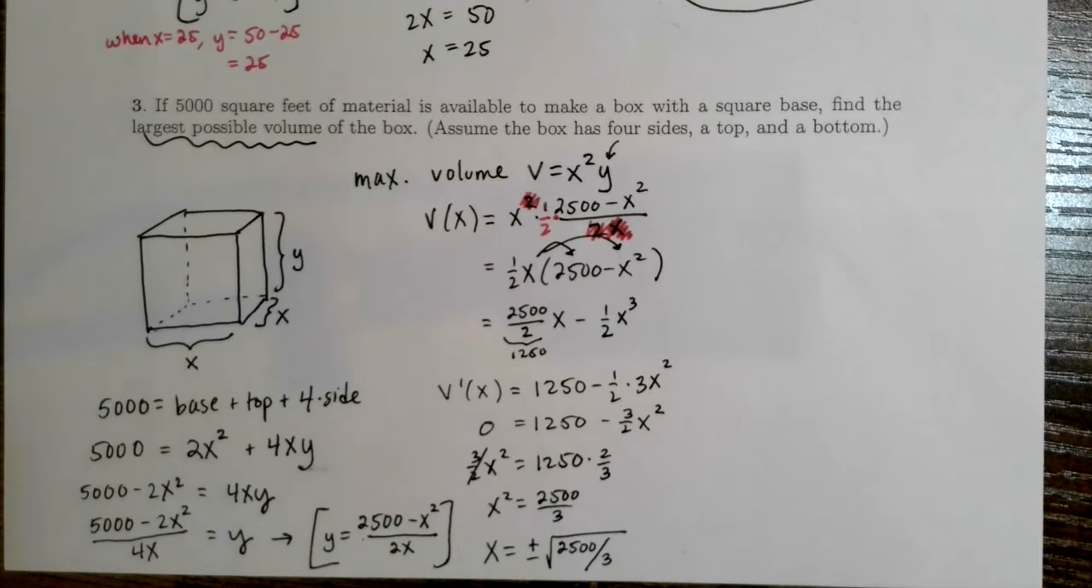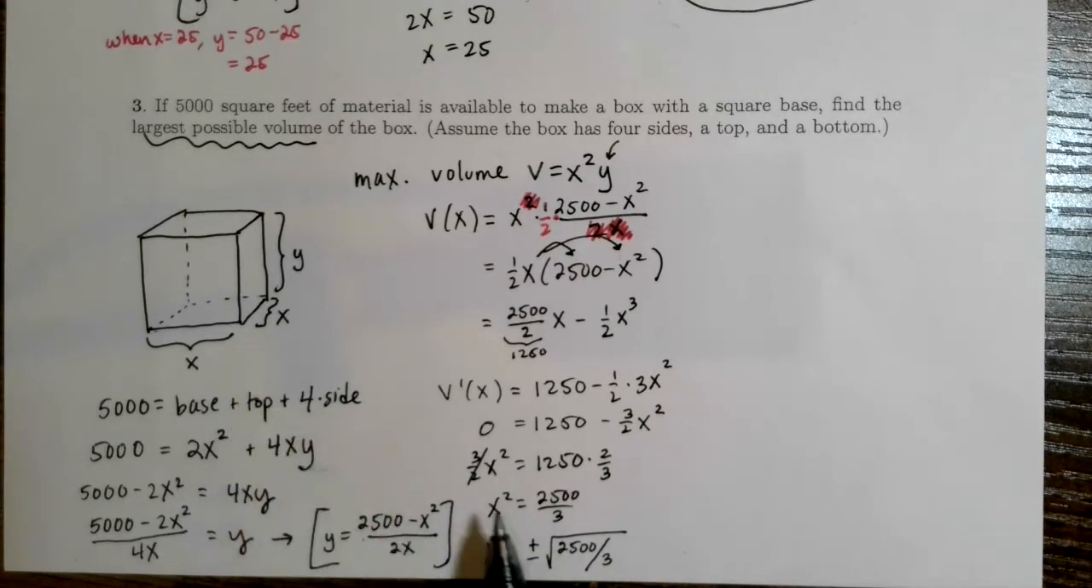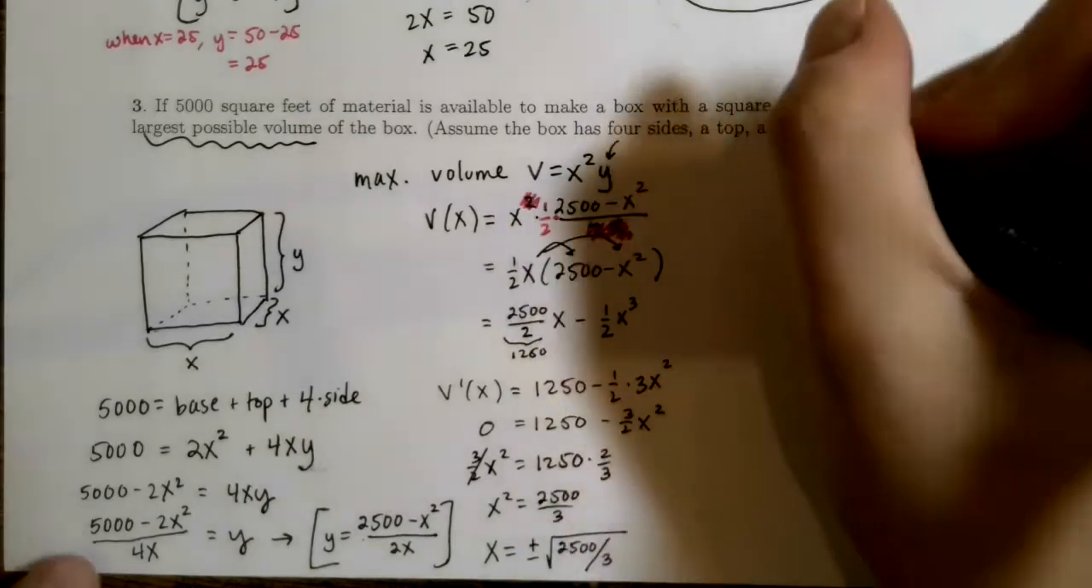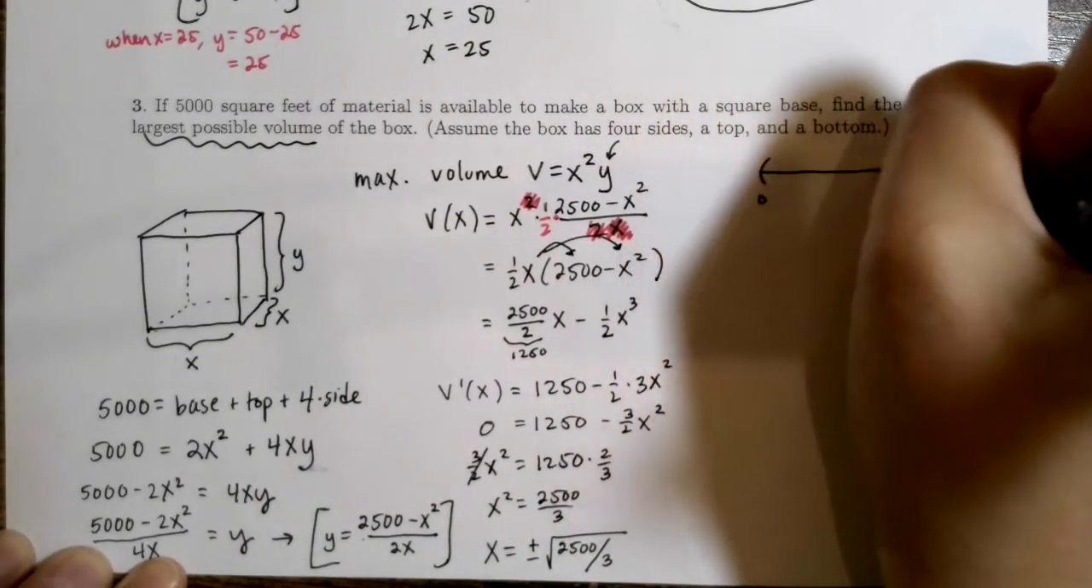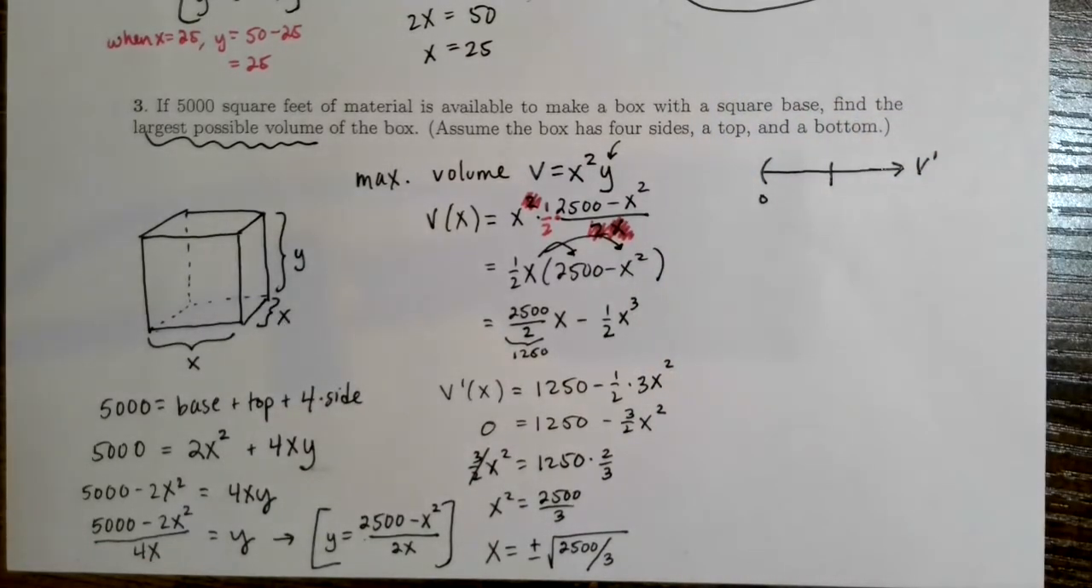Okay, so a couple of things to notice before we check our critical numbers. We have 2 critical numbers, but we can disregard the negative one because x is supposed to be a side length, right? So it doesn't make sense for any negative values of x. So I'm going to check this again using the first derivative test, and I'm just going to cut my number line at 0 and mark the one relevant critical number. As long as there's only one relevant critical number, the first derivative test is going to work just fine here.